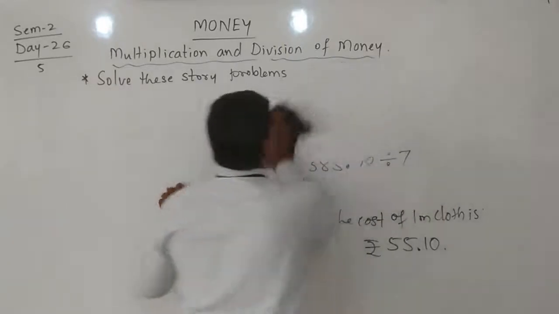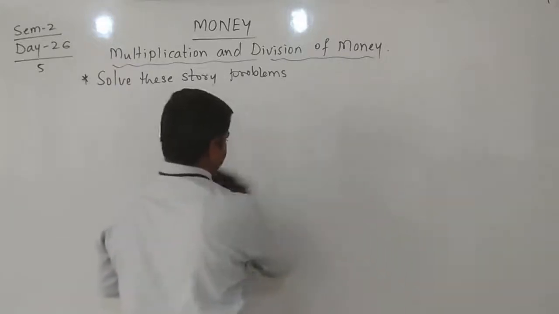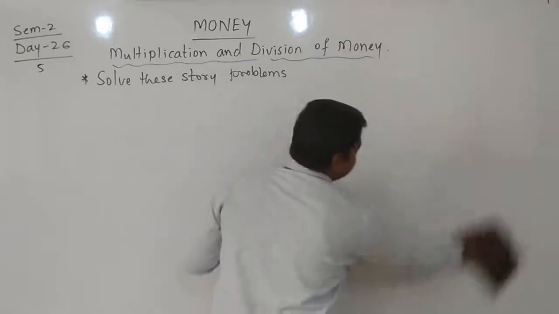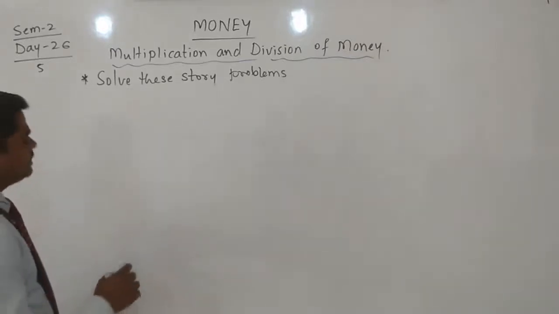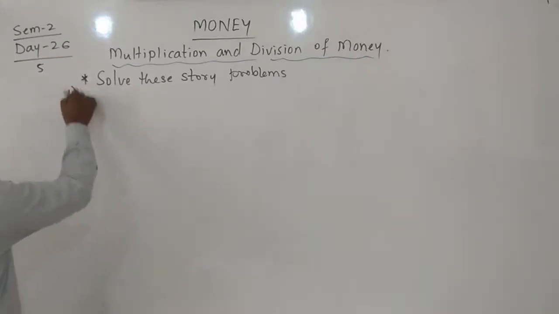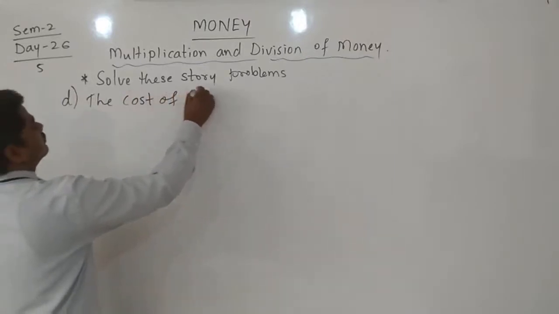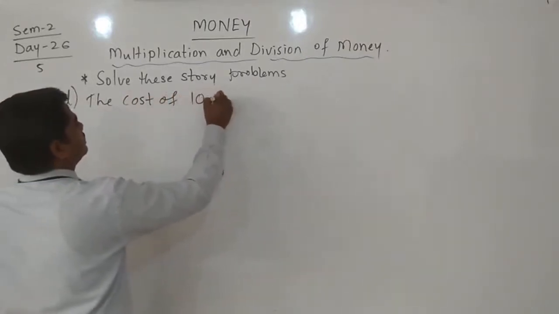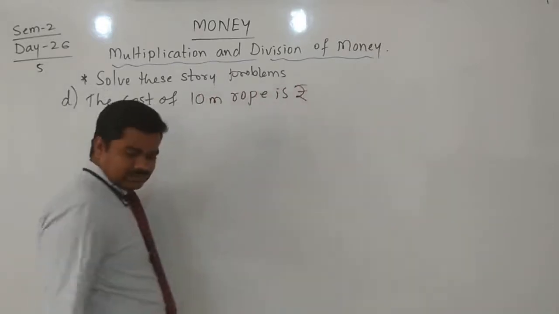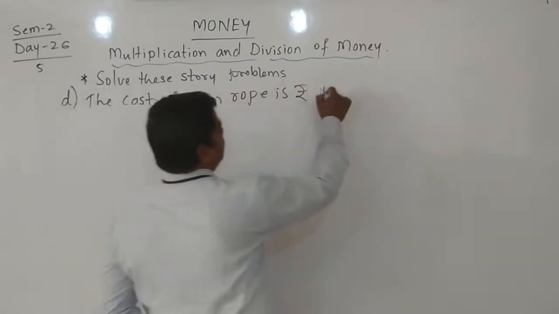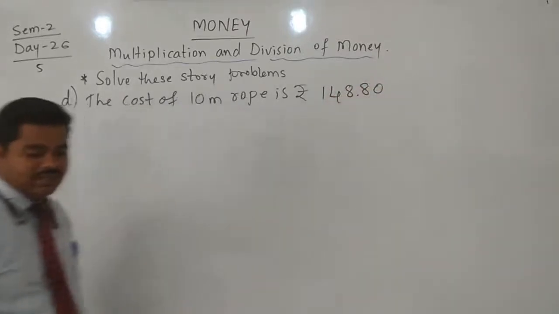Write all these notes neatly in your notebook. Yes, the cost of 10 meter rope is rupees 148.80. Yes, this is the cost of 10 meter rope.